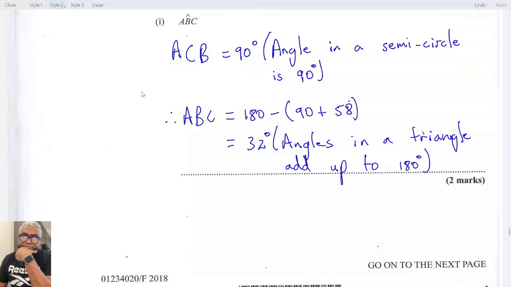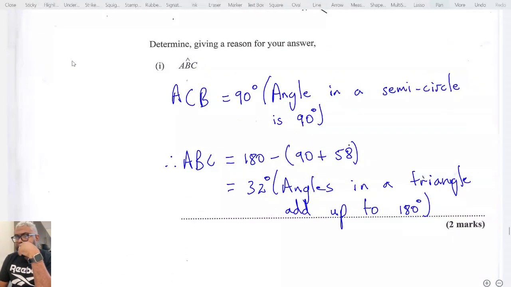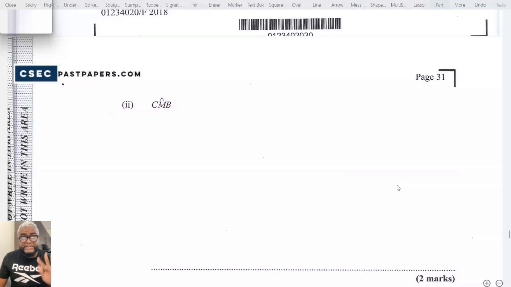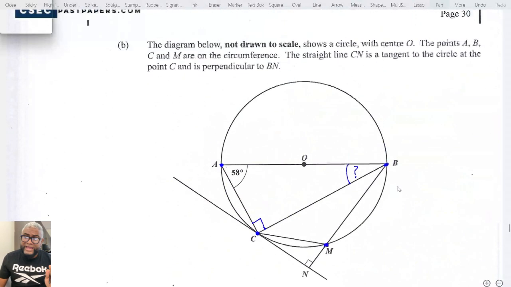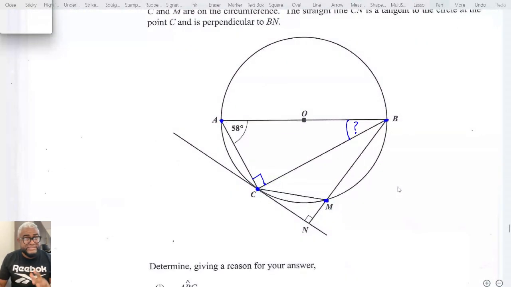So we roll in here. The next part is to find CMB. Come on, we had to start to see these things. You know, we did enough questions. C to the M to the B. What are we using for that?